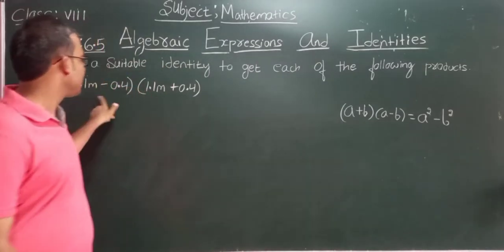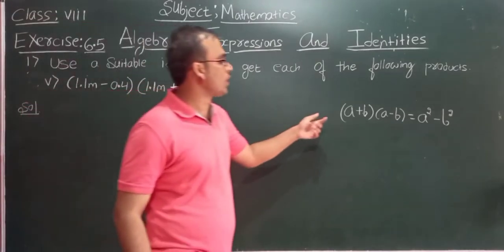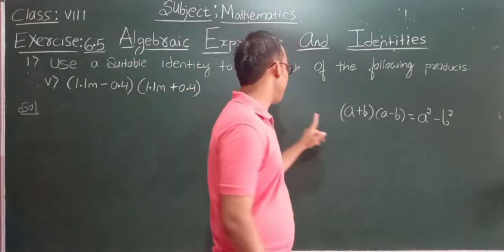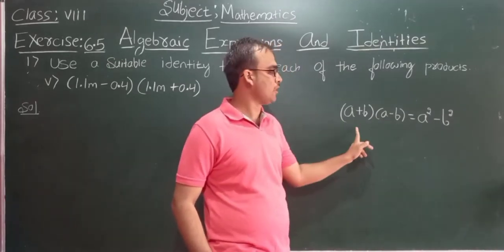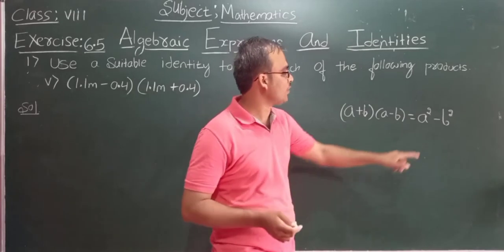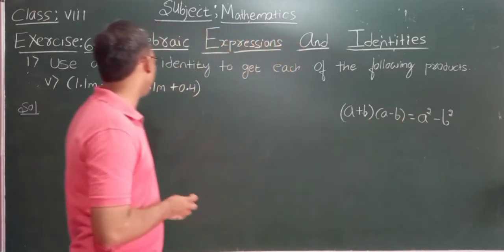Just look at these expressions and you will come to know that it is of the form a plus b into a minus b. And what is the formula? A plus b into a minus b is a square minus b square.